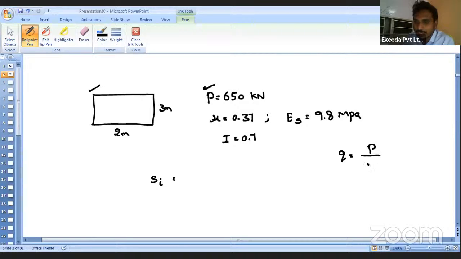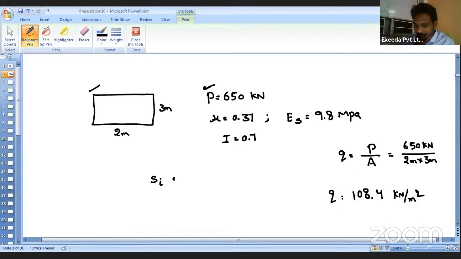So what is the area here? As it is a rectangular foundation, force is given as 650 kilonewtons, divided by the area, which is 2 meter by 3 meter. If you are solving this, 650 divided by 2 into 3, 6, we are getting around 108.4 kilonewton per meter square. That's it. Substitute in the given equation.